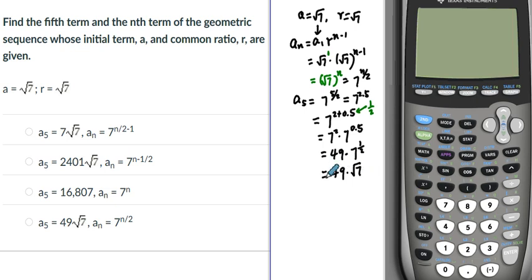And here we have found again that the fifth term is 49 times radical 7, and the nth term is 7 to the n over 2.